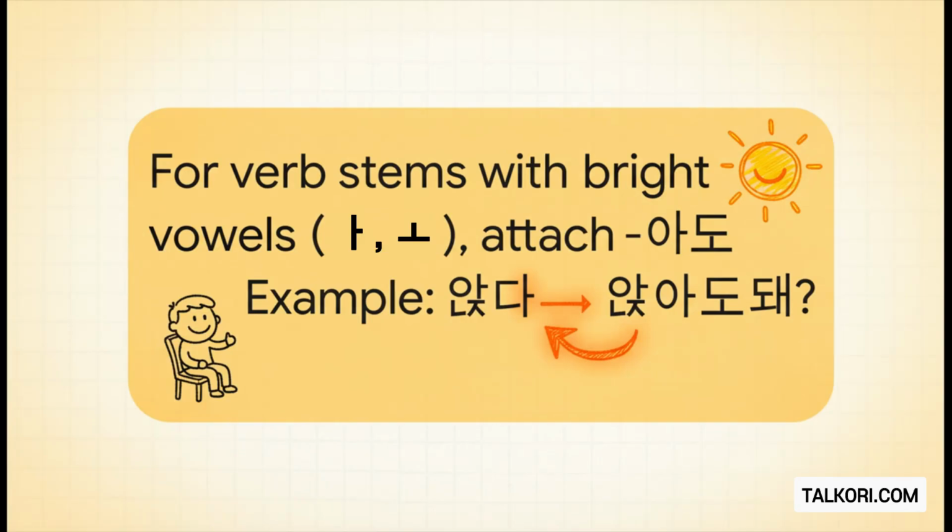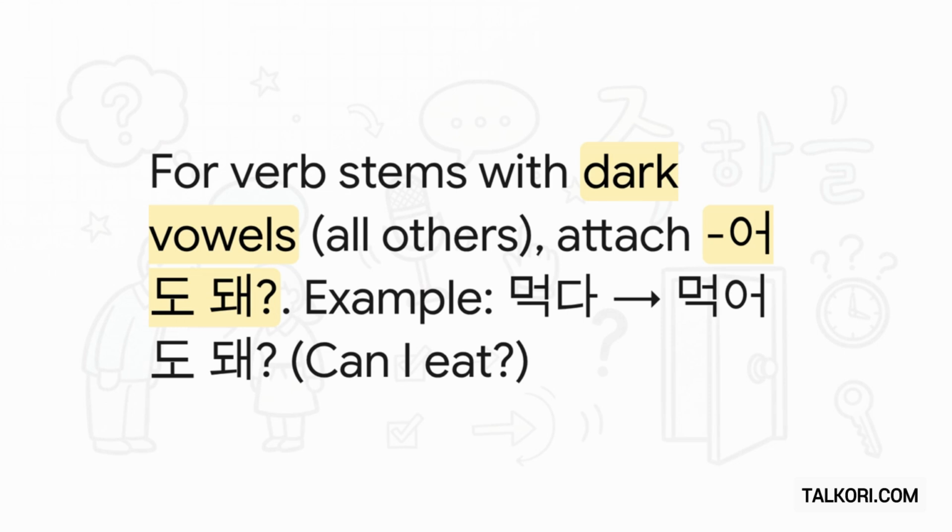That's it. Okay, rule number 1. This is for verb stems that end in what we call a bright vowel, basically an a or an o sound. For these, you attach 아도 돼. So the verb 앉다, to sit, which has that a vowel, becomes 앉아도 돼. So what about all the other vowels? Well, that's rule number 2 for the dark vowels.